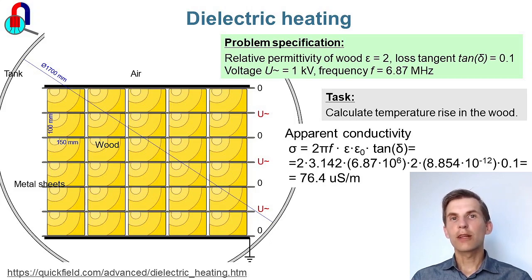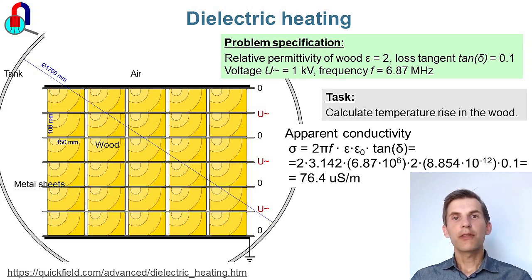Our task is to calculate the losses and to calculate the temperature rise. First, I'm going to simulate AC conduction problem. The losses in the dielectric are characterized by the loss tangent value. In QuickField, there is no way to enter the loss tangent value in material properties. Instead, I'm going to specify the apparent value of the electrical conductivity. Here you can see the equation how to calculate it.